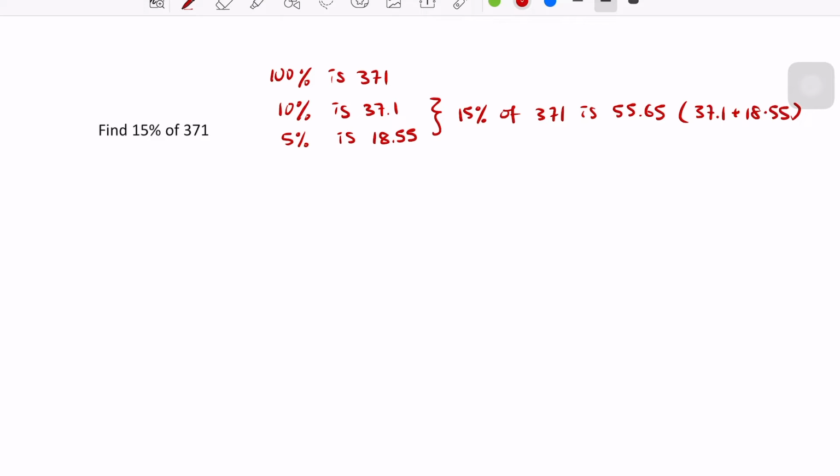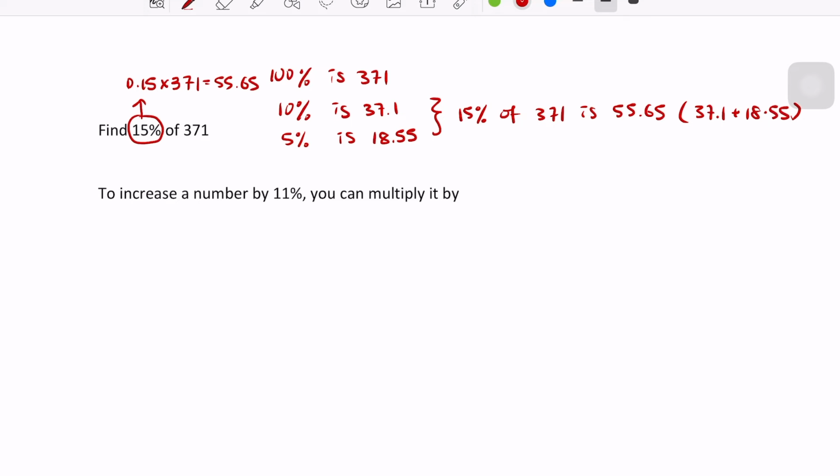Now you also know 15% as a decimal it's 0.15. 15% of 371, you know it's 0.15 times 371, and that will give us the same answer. It's 55.65. Question 2. You also need to know how to increase a number by certain percentages.